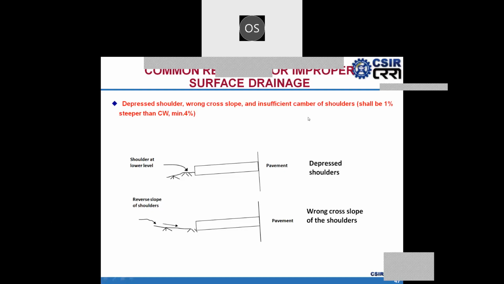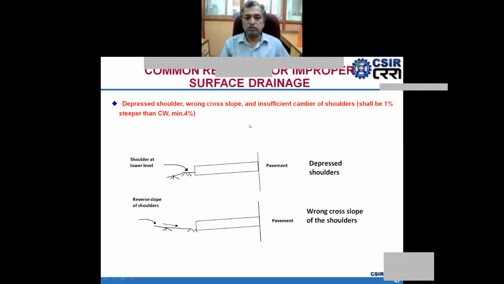Common problems are depressed shoulders, wrong cross slope, and insufficient camber of shoulders, which look like this. Depressed shoulder, if you see here, the shoulder is like this. If it is like this, then water will percolate like here.